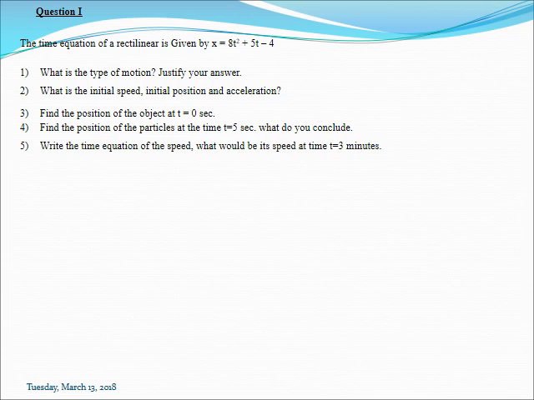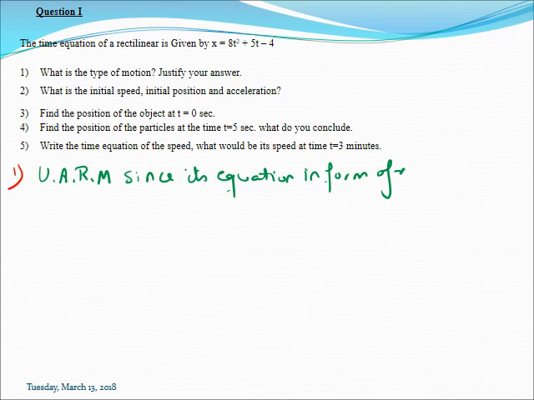Question 1. The time equation of a rectilinear motion is given by x equals 8t squared plus 5t minus 4. Number 1. What's the type of motion? Justify your answer. The type of motion is uniformly accelerated rectilinear motion, since its equation is in the form of x equals 1 over 2 a t squared plus v0 t plus x0.